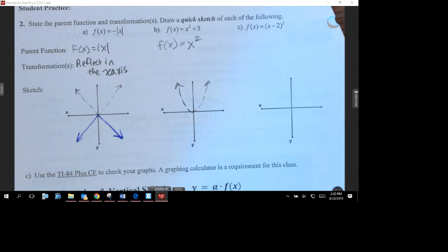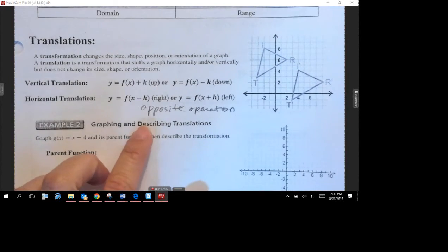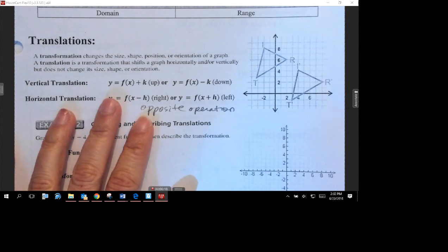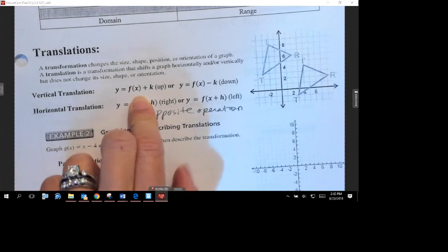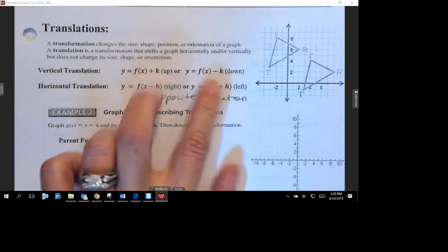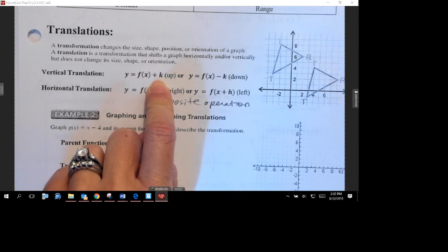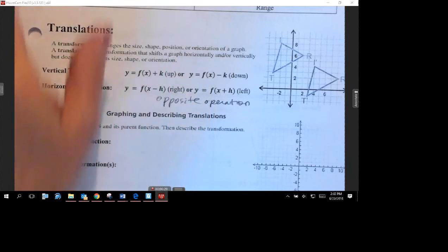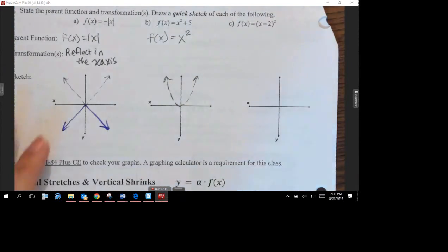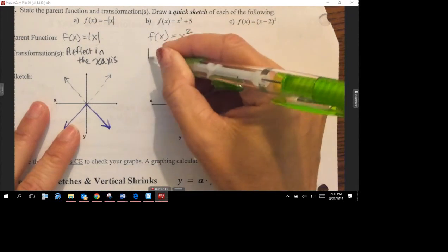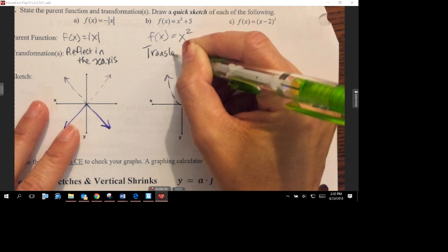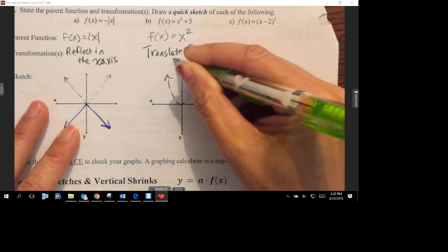So it's vertical. And what does it mean if I add a number? If you don't remember, it was in our notes from yesterday, and that's why I asked you to pull those out as well. If it's outside the function, and we're adding a number, translate 5 units up. Is it 5? Is that what the number is? Yeah, 5 units up. So you're right, translate 5 units up.